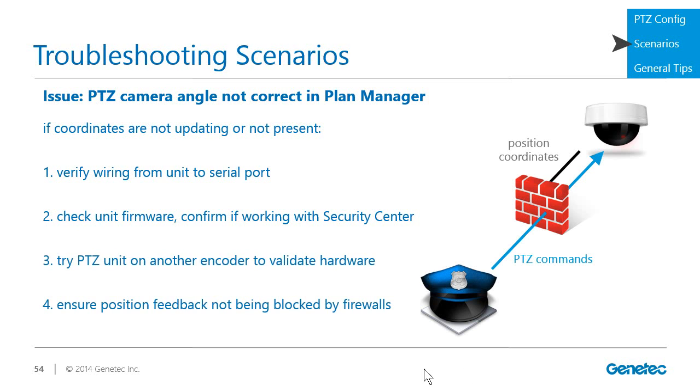Now, we mentioned the firewall before. We should also take a look at the port that's being used to make sure it's not set to only give one-way communication. So the firewall may be open to communication from the client to the video unit, but it won't be getting the coordinates back from it.